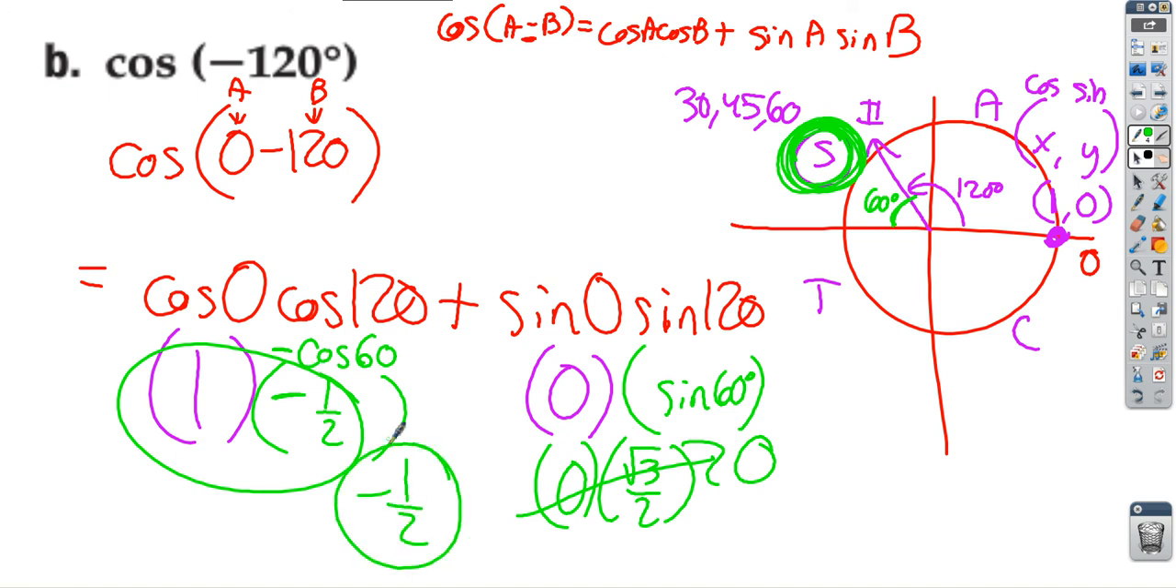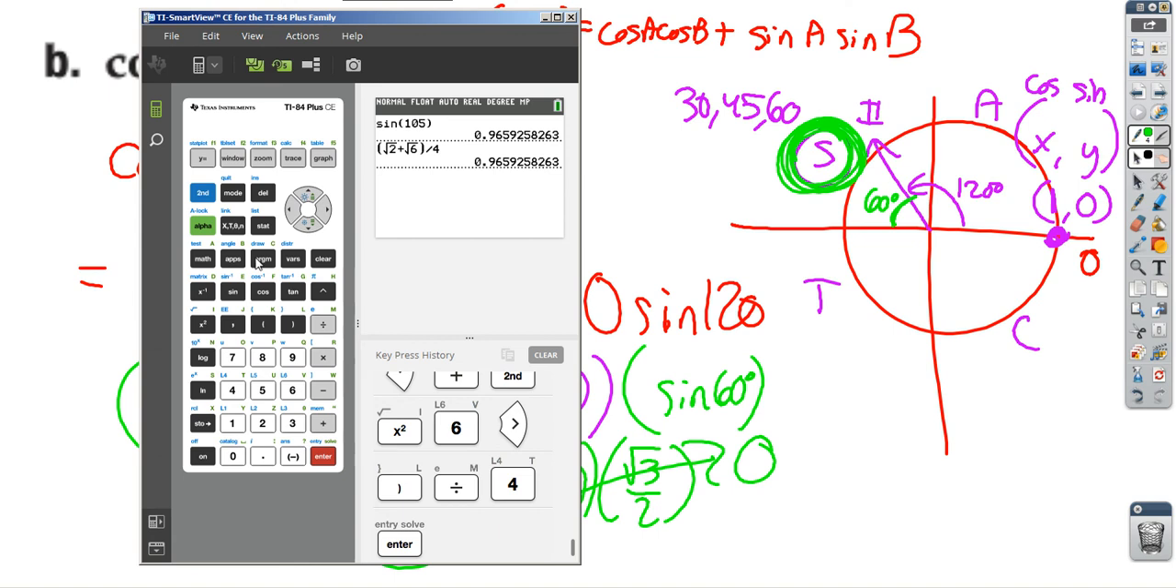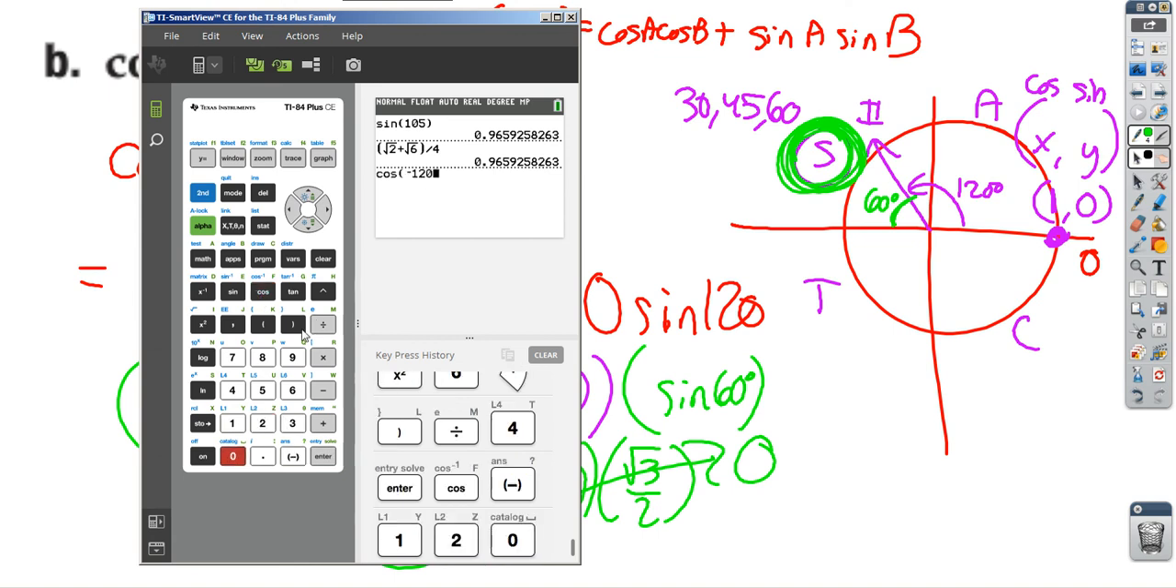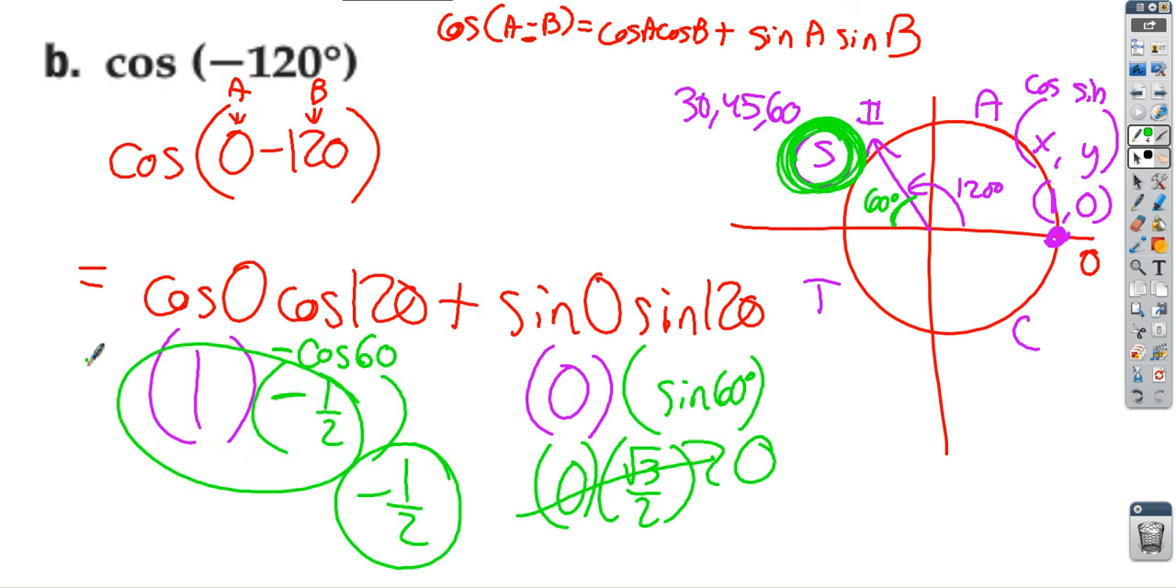So let's test that in the calculator. By the way, negative 120, that's the same as positive 240. And I'll show you that in just a sec. So the cosine of negative 120 degrees should be negative 1/2, and it is negative 1/2. So why did I say that's the same as 240?